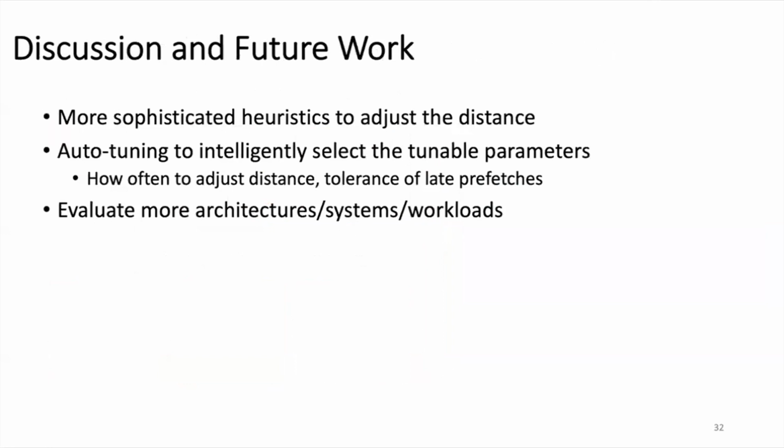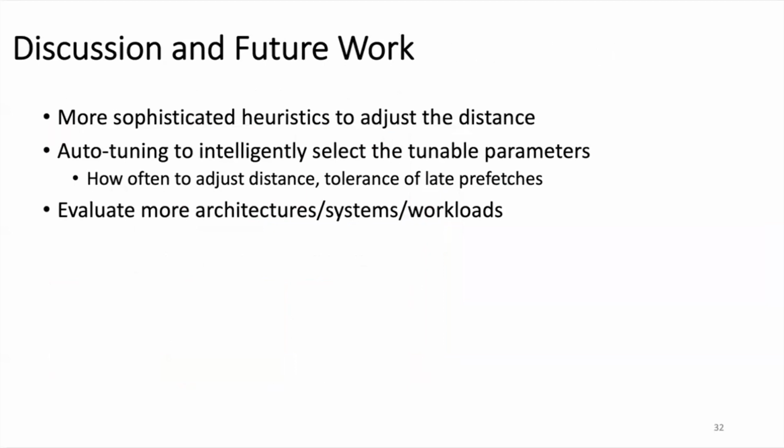So, some discussion and future work. I'm looking at more sophisticated heuristics to adjust the distance. What I have now is pretty simple, but it's simple by design. We're going to be doing this distance adjustment many, many times as the loop is running, so we want to make sure that it's fast and not slowing the program down.